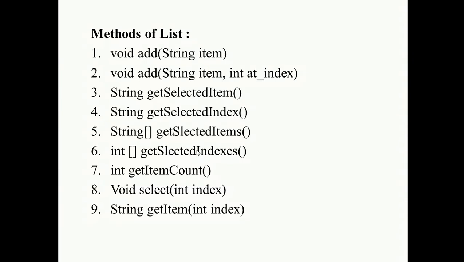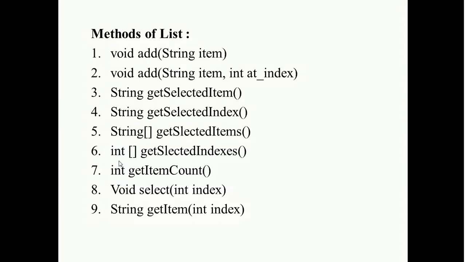Next method is getSelectedItems. When multiple selection is made, getSelectedItems returns all the selected items as a string array. And the getSelectedIndexes method returns the indexes of all the selected items as an integer array. Then the next method is int getItemCount. This method returns the total number of items in the list.